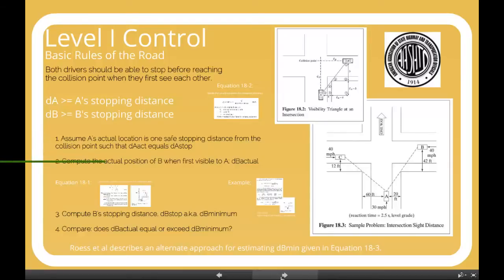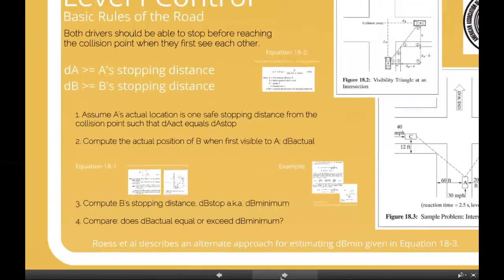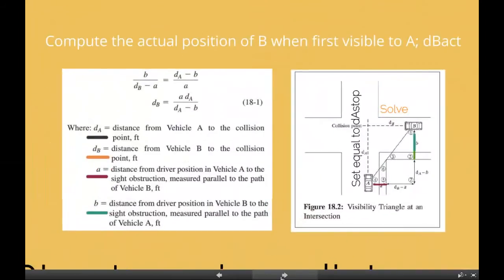Step 2. Use the visibility triangle to compute the actual position of B when first visible to A. The current Step 2 features the computation based on the properties of similar triangles. Here we find that dB depends on dA, which is set equal to dA stop, and depends on A, which is driver A's position relative to the sight obstruction, and also on B, which is driver B's position relative to the sight obstruction.